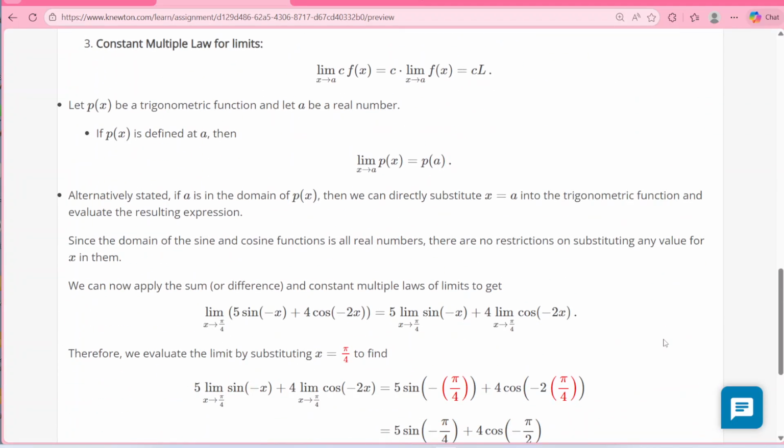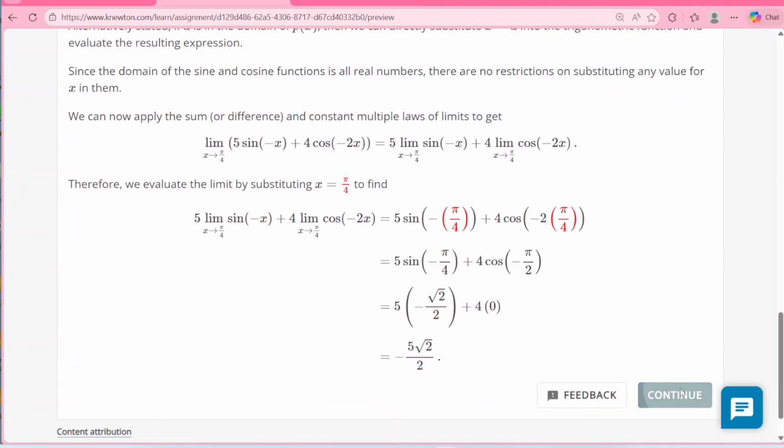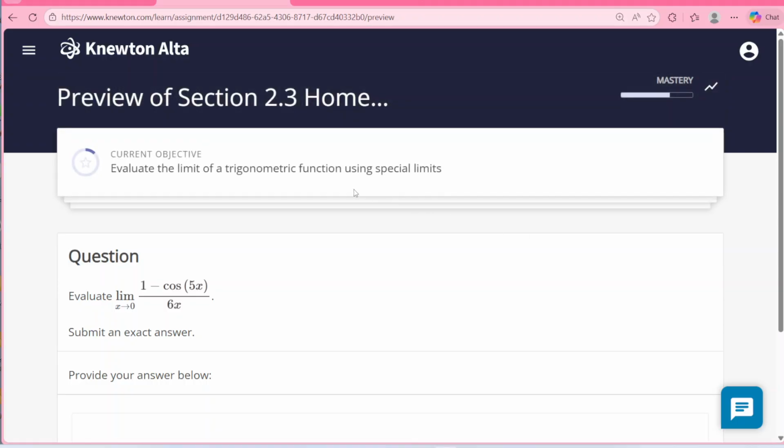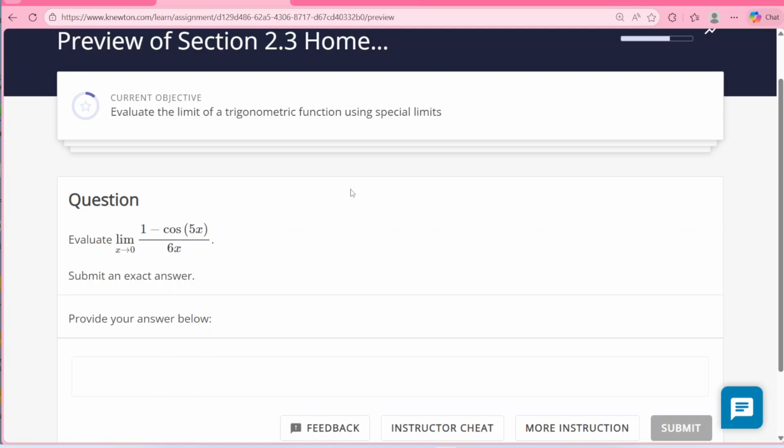So just a direct substitution there. So more of the special limit stuff. I had those up earlier. This one has that 1 minus cosine blah over blah going to be involved.